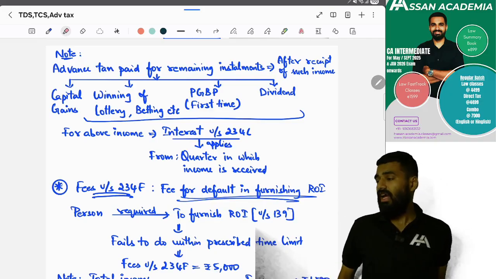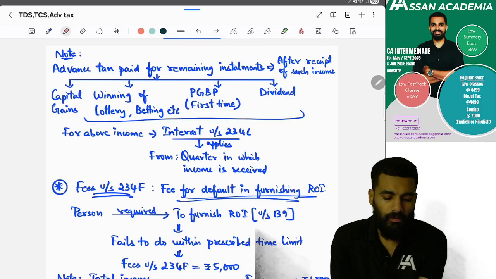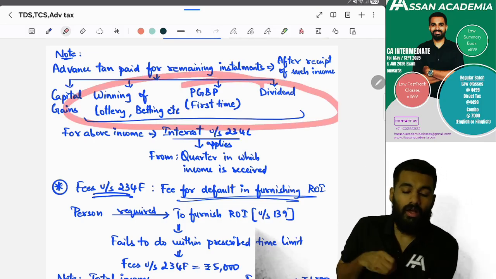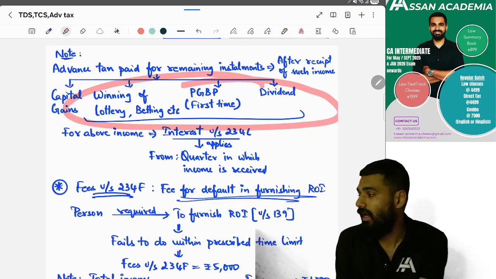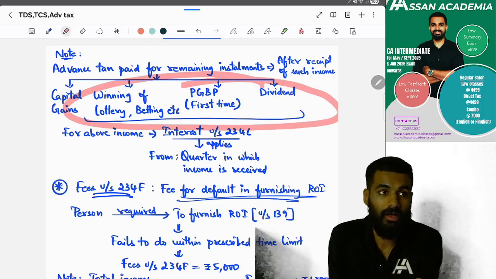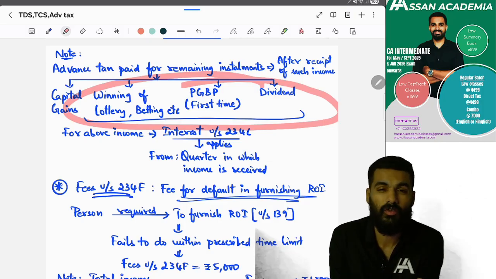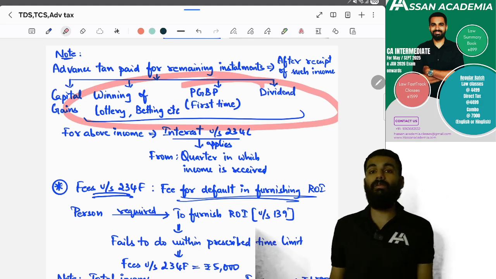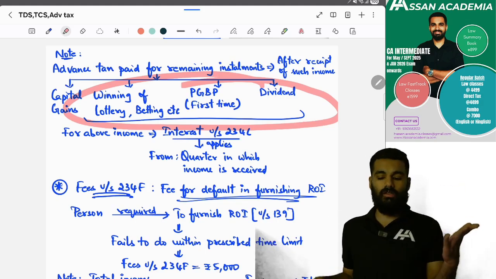Next, advance tax. You cannot guess when you will have a capital gain, when you will get winnings on lotteries, if you are carrying on the business or profession for the first time, what will be my net profit, and whether the company will give me dividend or not. All this you cannot estimate, you cannot assess during the previous year itself.